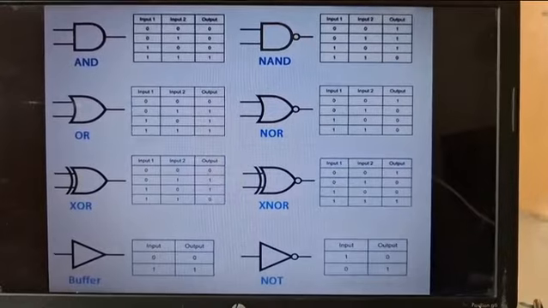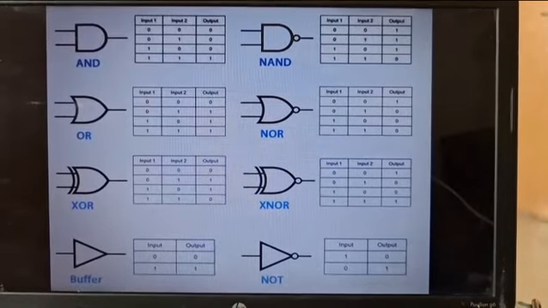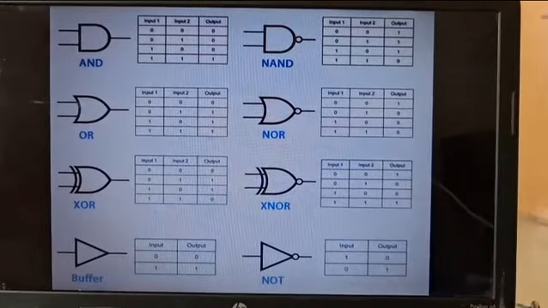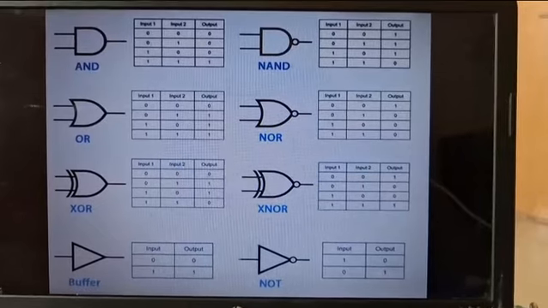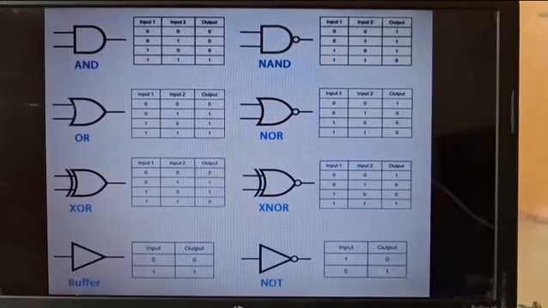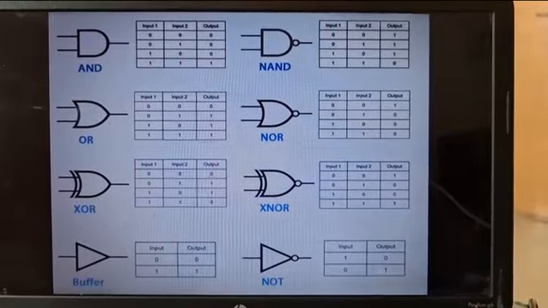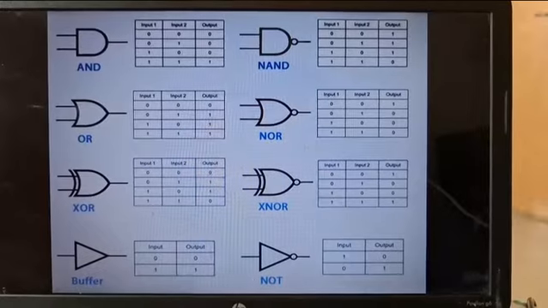That means when input is 0, then output is 0. When input is 1, the output is 1. And as I have discussed earlier, the NOT gate inverts the input, and this is all about the logic gates.